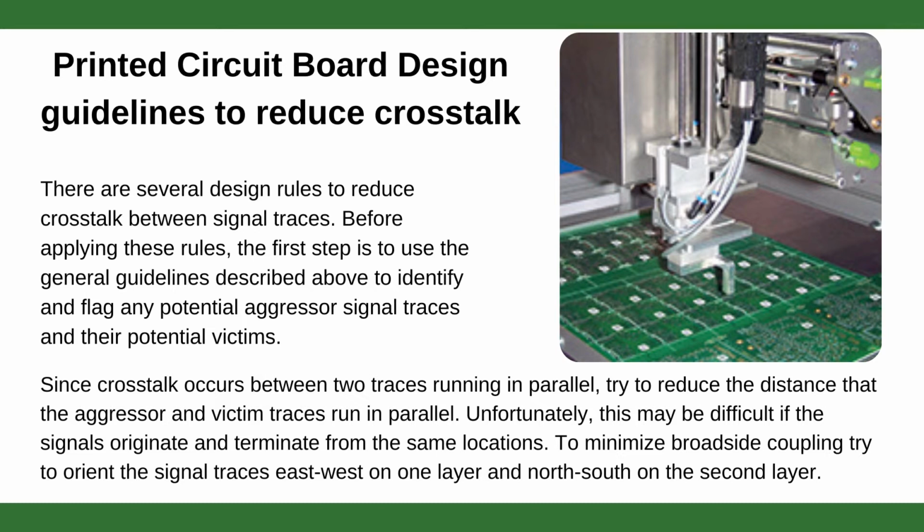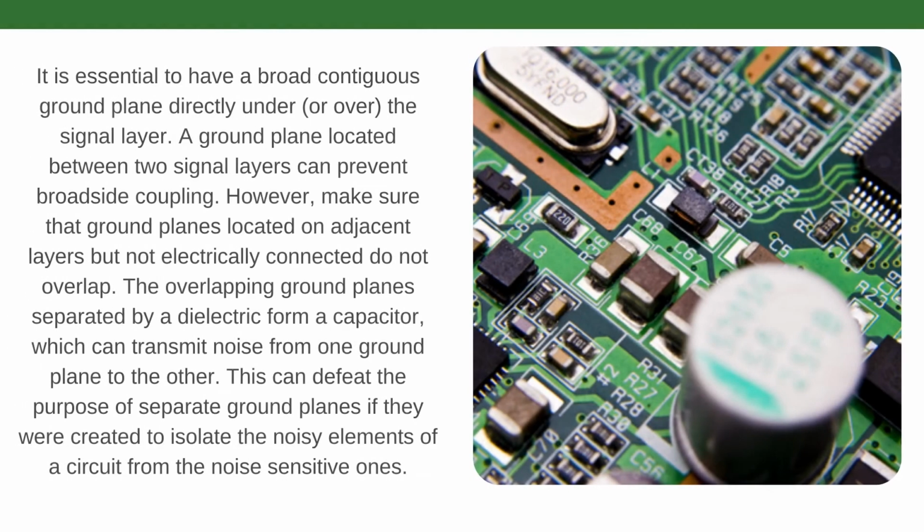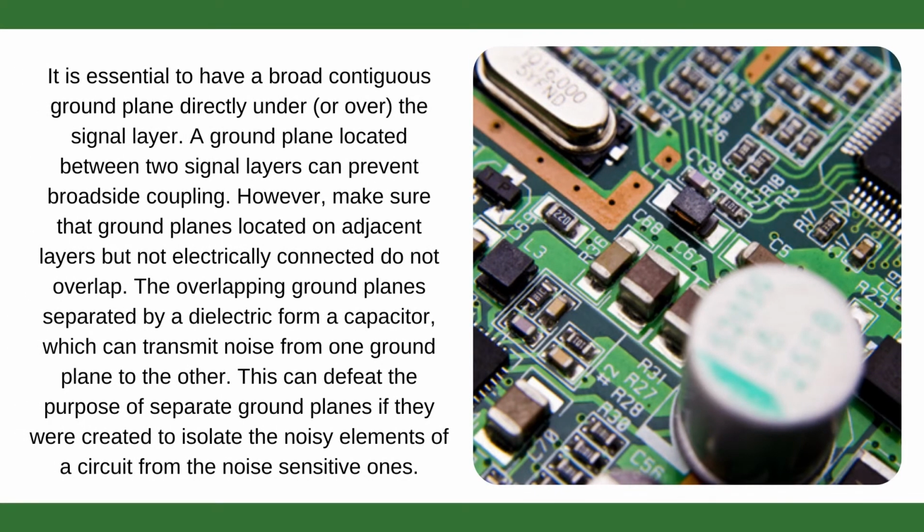Since crosstalk occurs between two traces running in parallel, try to reduce the distance that the aggressor and victim traces run in parallel. Unfortunately, this may be difficult if the signals originate and terminate from the same locations. To minimize broadside coupling, try to orient the signal traces east-west on one layer and north-south on the second layer. It is essential to have a broad contiguous ground plane directly under, or over, the signal layer. A ground plane located between two signal layers can prevent broadside coupling.